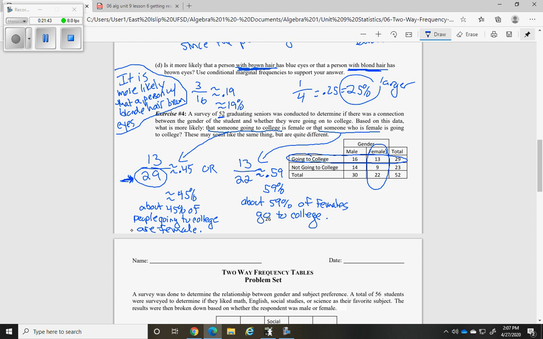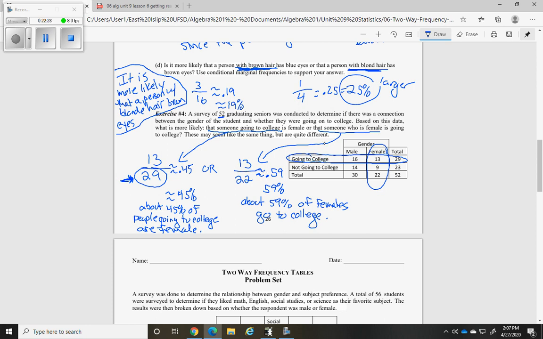It's 2 different sentences. Again, it's so important to get this reading comprehension. So this one says about 45% of the people going to college are female, while this says about 59% of females go to college. 2 different sentences. It's like if I were to go to a college and count how many people were female, there'd be about 45% of them. But if I were to gather a whole bunch of females and just ask who of you guys go to college, about 59% of them would.